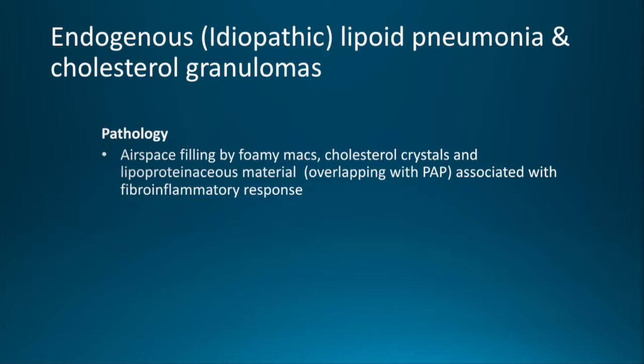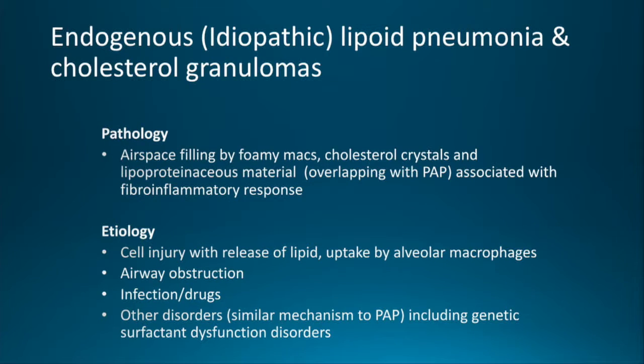If you go to the next slide. The etiology of endogenous lipoid pneumonia and cholesterol granulomas, again, is quite diverse. It's caused by cell injury, and what happens when you get alveolar wall injury is release of lipid and then uptake by alveolar macrophages. We see it quite frequently in the setting of airway obstruction, like organizing pneumonia, for instance. We also see it in the setting of infection and drugs, due to, again, alveolar wall injury, and in other disorders, including genetic surfactant dysfunction disorders, which I'll show you a little bit later.